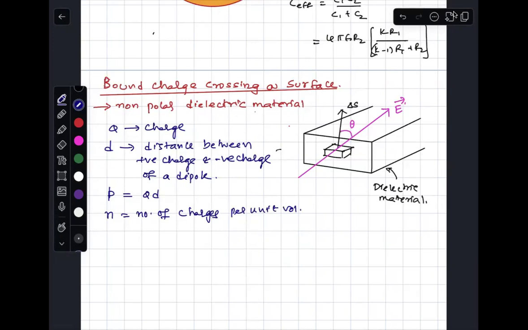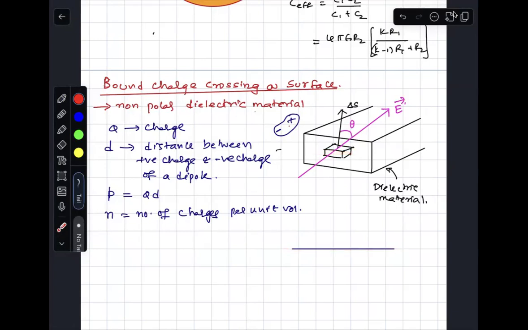Means like this. Something like this. So the charge is Q. d refers to the distance between the positive and negative charge of a dipole. And dipole moment is Q into d. n stands for number of charges per unit volume. Any doubt till this point? Because you have delivered electric field, remember, this is the surface level. Whatever the surface I am representing here.